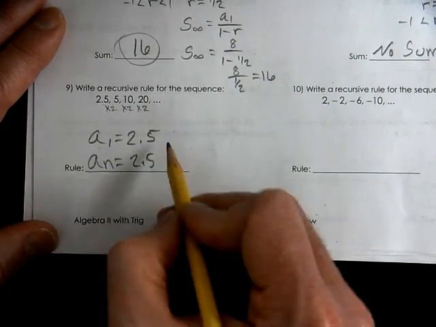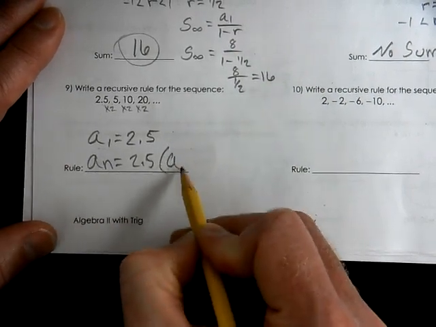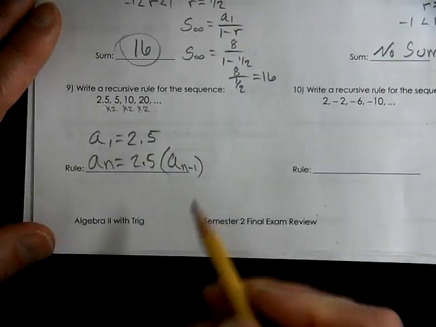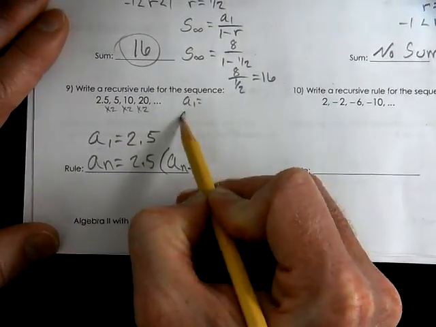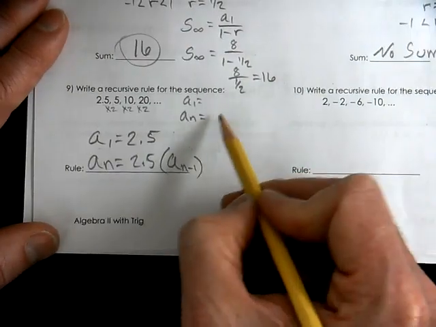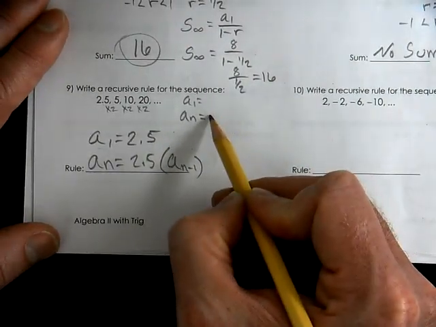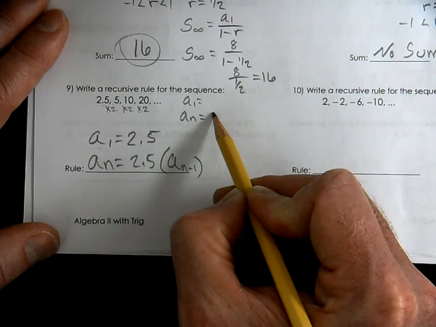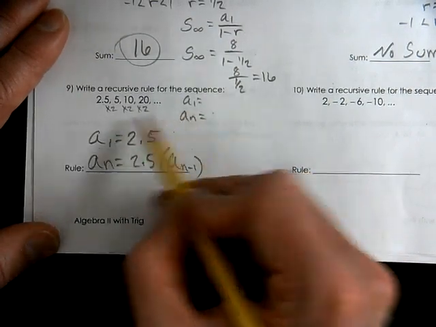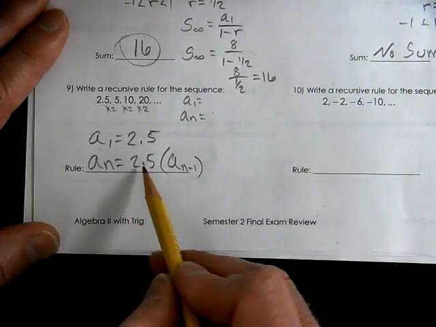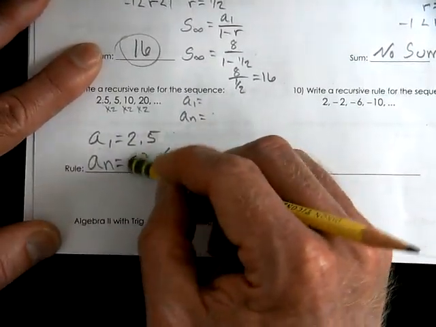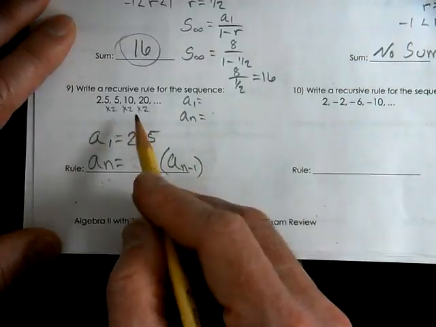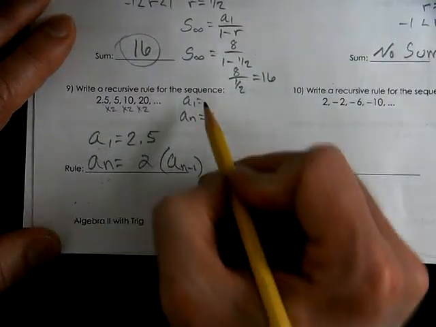2.5 times a of n minus 1. So the rule is a of 1 and a of n is going to be, no, I messed up. This is the previous term. What is my ratio? Just 2. There you go.